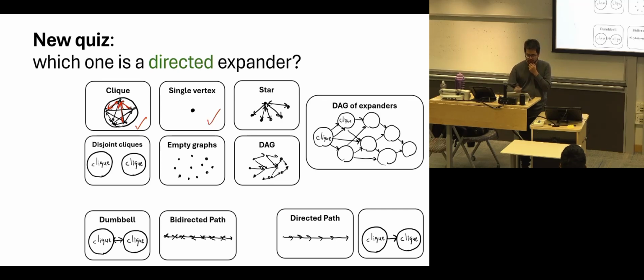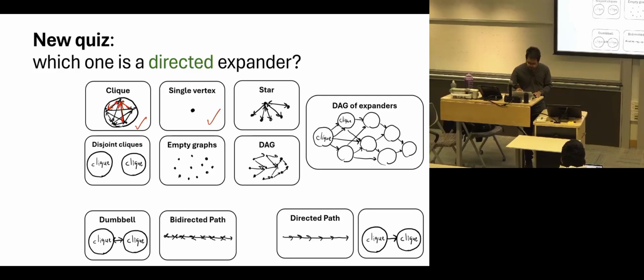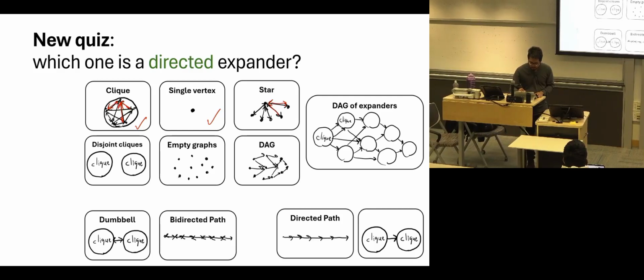Okay. How about a star, where you have both directions? This is the case too, right? This is less obvious, but you can see that there is no sparse cut, basically. Because look at any cut, if it contains 3 leaves, you're going to have 3 edges on both sides.